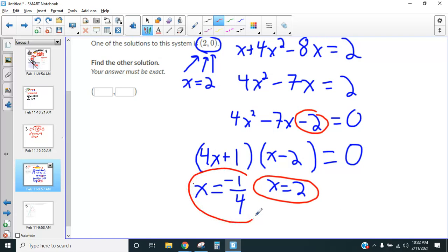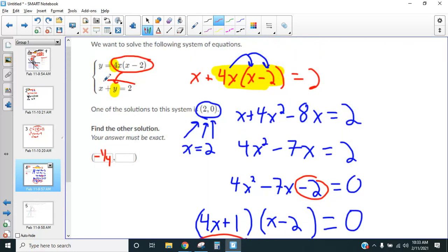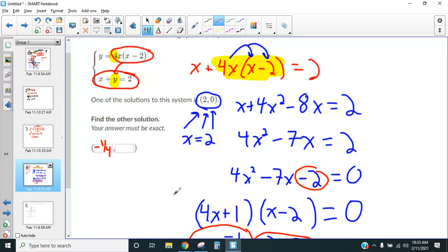Now, Con wants us to answer this, right? What's this solution? So if I plug in negative 1/4, I just have one piece of the coordinates, right? I need to find the y coordinate. How can I find the y coordinate? Plug it in. So let's go back up. This looks like a pretty easy one to figure out right here. All right, x plus y equals 2. Or you could plug it into the beginning. It doesn't matter to me.